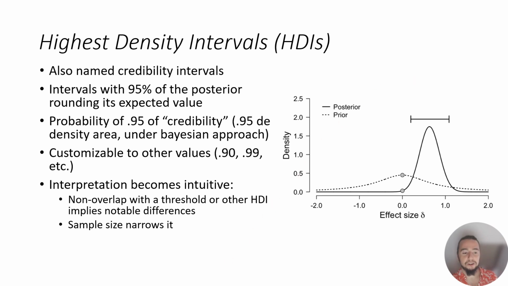Okay, so the interpretation becomes more intuitive. For example, a non-overlap with a threshold, or with the expected value of the prior, or with another HDI implies notable differences, because if they don't overlap, then we can assume that the posterior distributions are basically in another place, and that's meaningful. And the interpretation is more intuitive: the probability of this posterior is higher or lower, in the vast majority of the distribution, than this threshold or this other distribution, and that's it.